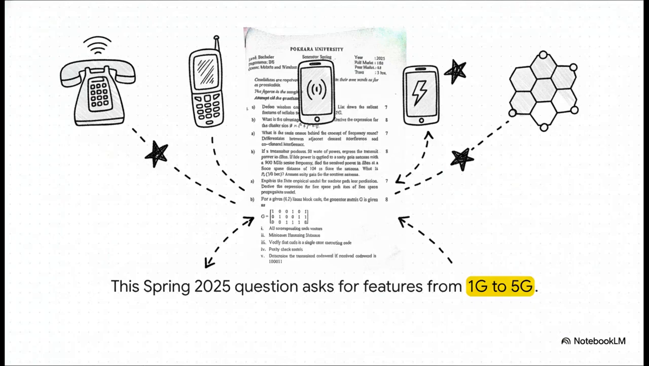And hey, don't just take my word for it. Here, the proof is right here. Just look at this question from a recent paper. It literally says, list down the salient features of cellular technology from 1G to 5G. I mean, they couldn't be more direct. So knowing this stuff isn't just good background theory. It's a direct way to score some easy marks.